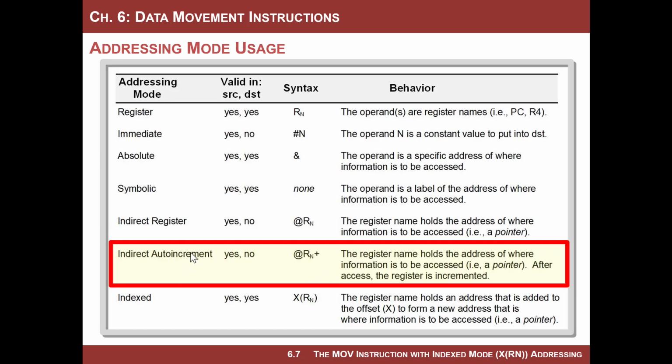This indirect auto increment is available for use as the source only, which makes sense because it's just an extension of indirect register mode. In fact, the symbol is the same. You use at, and then you give a register, and that serves as the register pointer. Then you put a plus after it, and that means it's going to automatically increment it. I'm going to read the behavior. The register name holds the address of where information is to be accessed, i.e. a pointer. After access, the register is incremented.